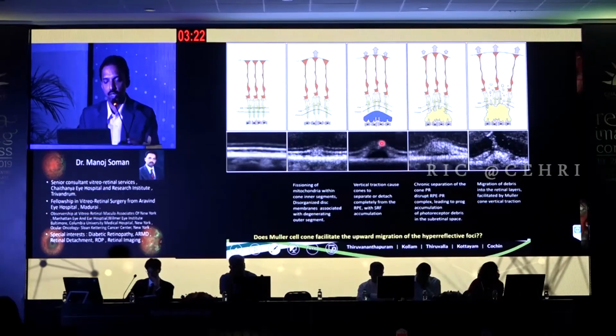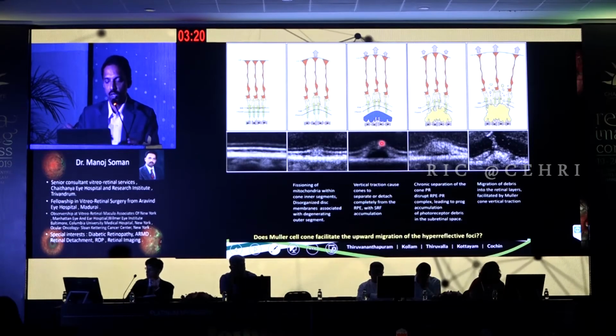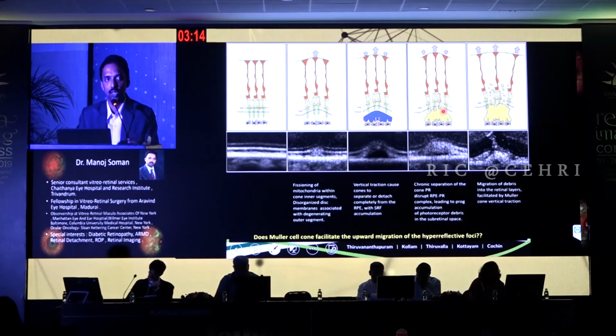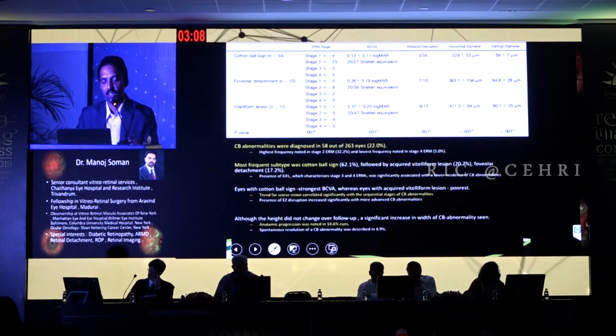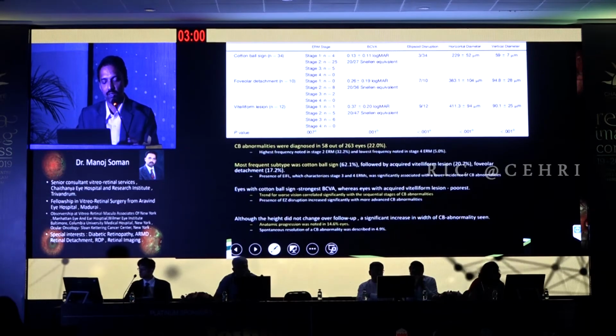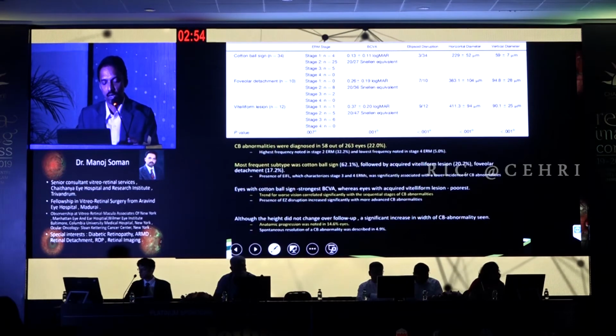With time, there is vertical traction to the cones, and these cones separate from the RPE, and you have subretinal fluid accumulation. This is when they call it foveal detachment. And with progressive traction, there is also accumulation of photoreceptor debris in this space, which leads to the vitelliform deposits. Now, when they looked at their series, they found central bouquet abnormalities in around 22% of their eyes, and the most frequent type was the cotton ball sign. Eyes with cotton ball signs had the best visual acuity, whereas eyes with vitelliform lesions had the worst visual acuity. The trend for worse vision correlated significantly with the sequential stages of the central bouquet abnormalities.